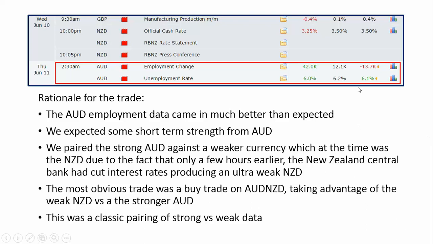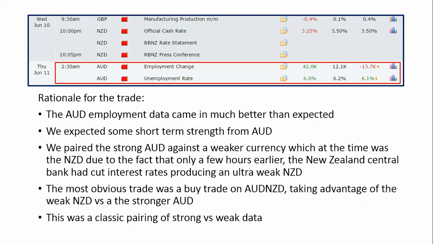So again, let's have a look at that. So expected to the employment change 12.1 thousand, when it was actually 42,000 people added to the payroll. So that was a very, very good figure. Now, in regards to the unemployment rate, a better figure would be a lower figure, because we want the unemployment rate to be low. So the market was expecting 6.2, and got 6.0. So those two figures put together, which is employment data, high impact, were very, very good for the Aussie.